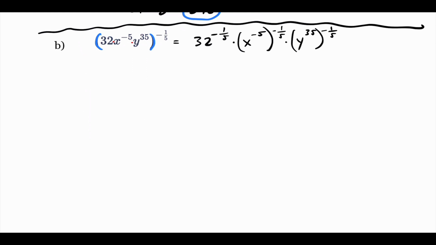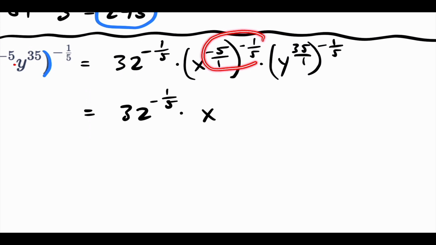Okay. I still have parentheses. So now what I have to do is multiply, just like I did before, the powers. So I have 32 to the negative 1/5. Then I'm going to have x. You notice how both of these powers are negative. So when I multiply them, it's going to be positive 5/5, right? Positive 5/5 is the same thing as 1. Same thing over here. When I multiply these powers, it's going to be negative. Negative 35 divided by 5 makes negative 7.